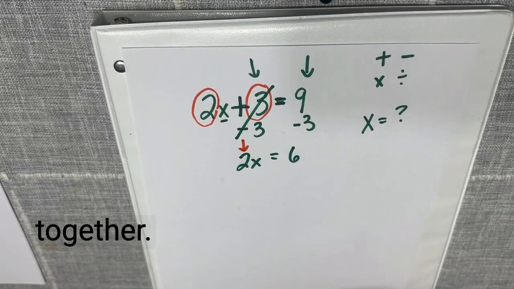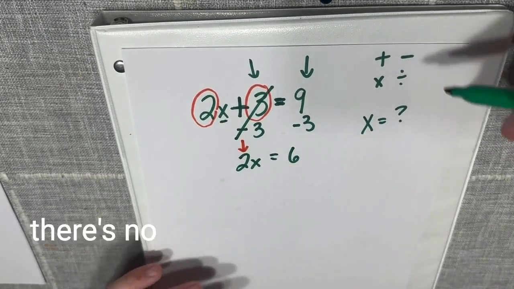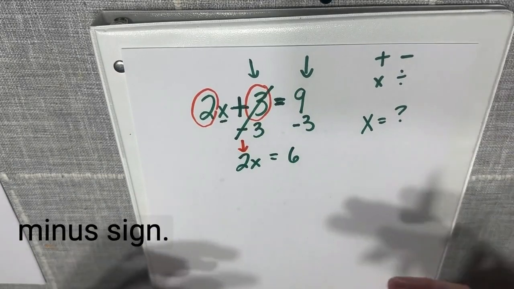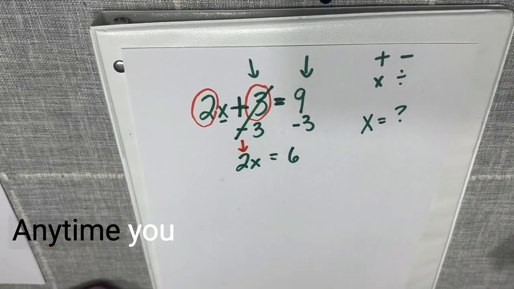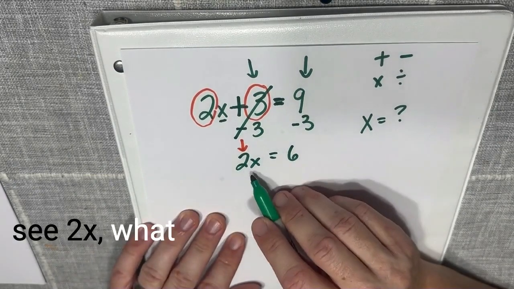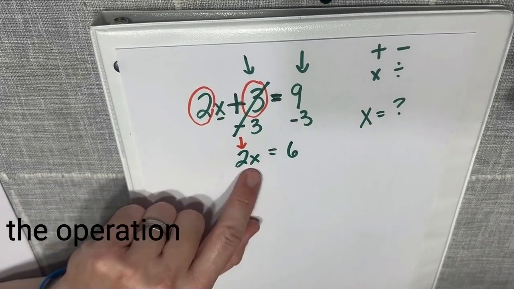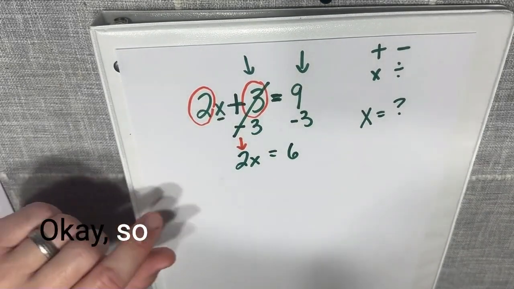They're stuck together. Anytime you have a number and a variable stuck together, there's no plus sign, there's no minus sign, they're just stuck together. Anytime you see that, that means they are being multiplied. So when you see 2x, what that really is saying is 2 times x. That's the operation that's happening there. Okay.